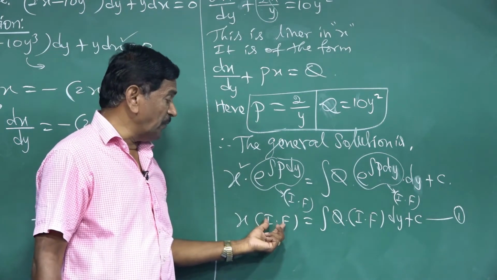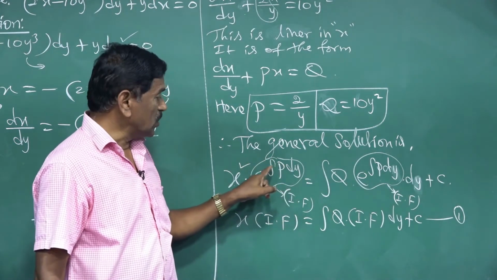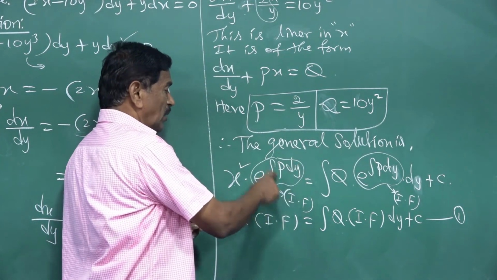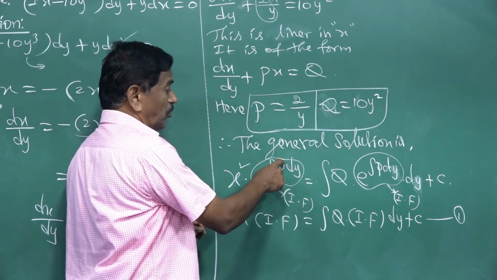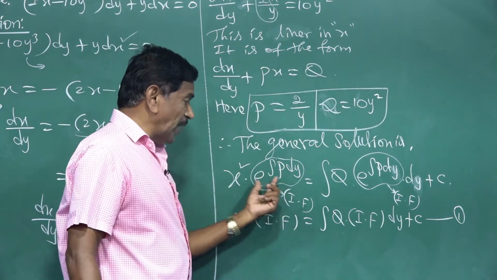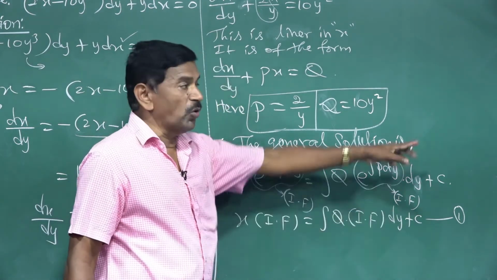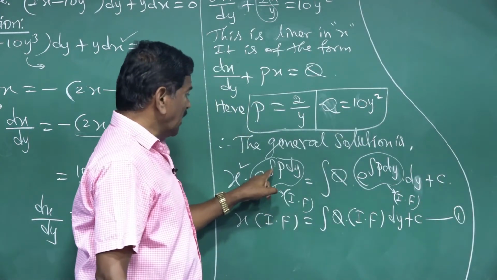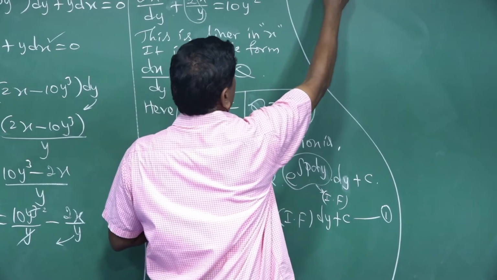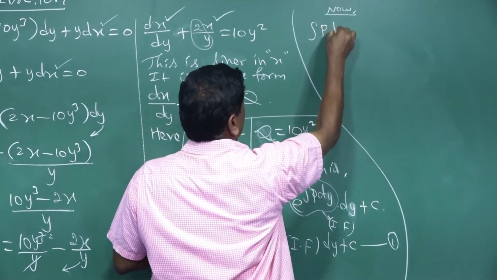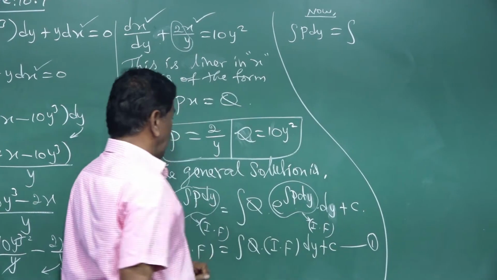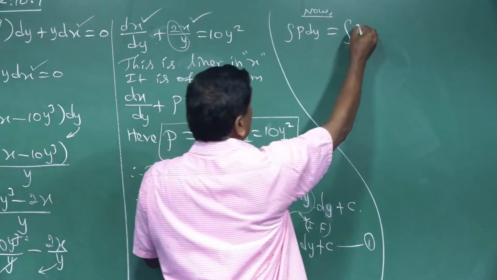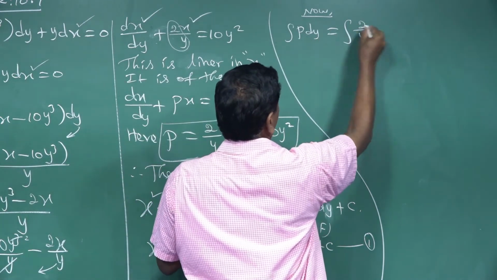Now I want to find the integrating factor. To find the integrating factor, first let us find the small integral P dy. First complete the integral P dy, then the integrating factor is equal to e power integral P dy. Then substitute the integrating factor value in the first equation, and we are going to get the answer. Now listen. Integral P dy is equal to the integral of, what is capital P? Yes, capital P is equal to 2/y, into dy.